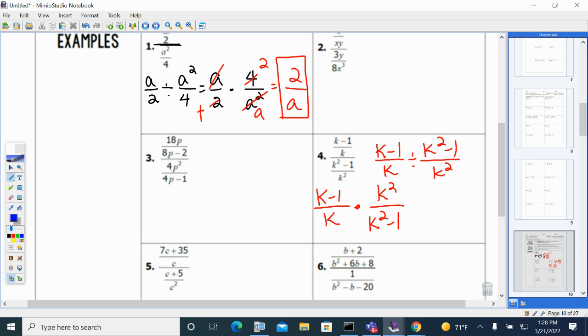Your K squared minus 1 is going to factor into a K minus 1 and a K plus 1. So I'm going to mark that out because I just factored it. So the K squared minus 1 is gone. I have factored it into the K minus 1 times K plus 1. Now you can see that your K minus 1s are going to cancel. The K in the first fraction is going to cancel with a K in the second fraction, leaving us with K over K plus 1.